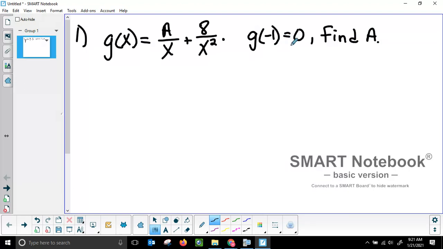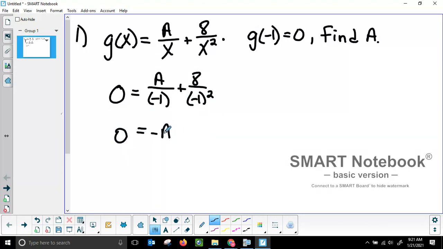Right, so g of negative 1 equals 0 is what we really need here. That tells me that when I plug negative 1 in for x, my whole function g of x is equal to 0. So 0 is equal to a over negative 1 plus 8 over negative 1 squared. So a divided by negative 1 is just negative a. 8 over negative 1 squared, which is 1, is just 8. We can add a to both sides, and a is equal to 8. Pretty straightforward there.